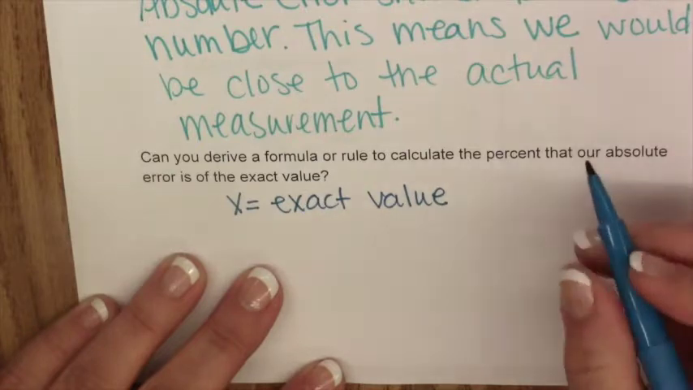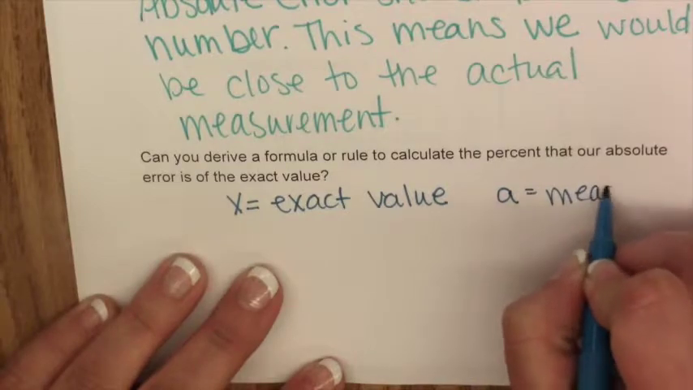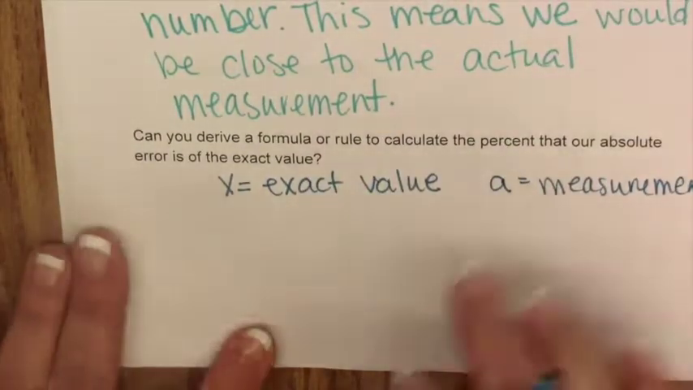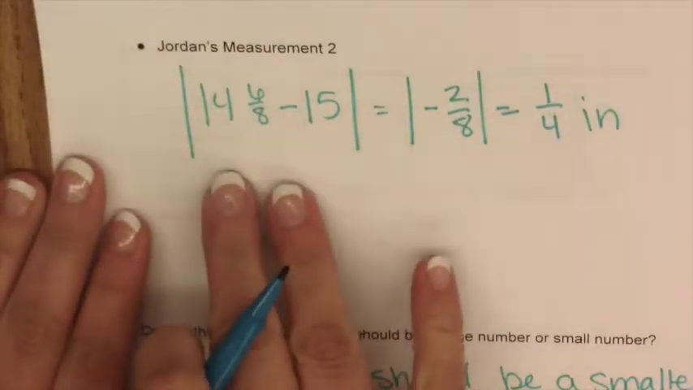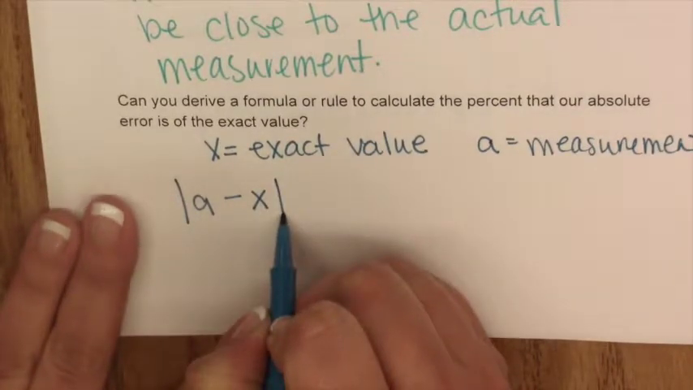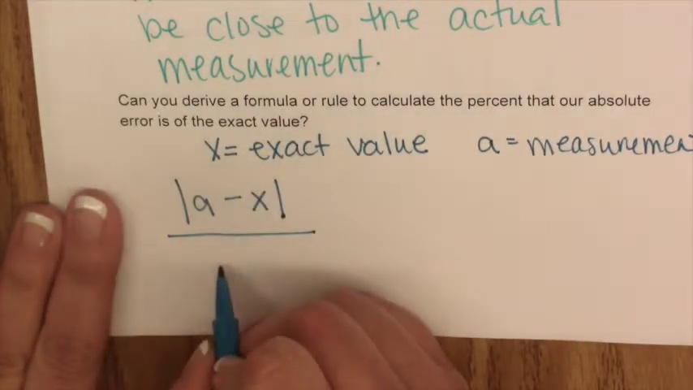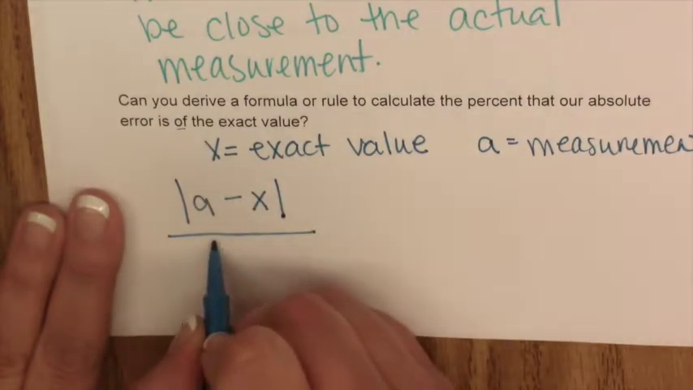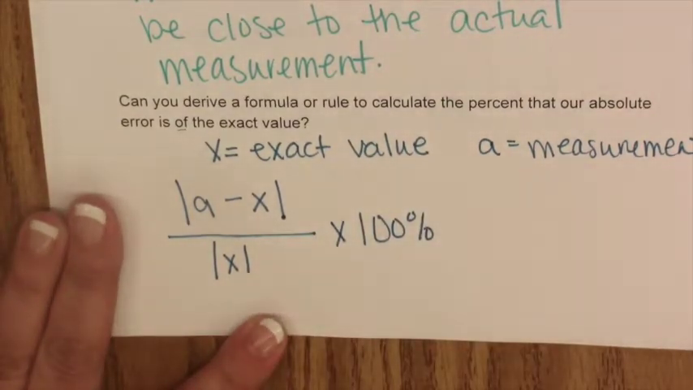And you can pick any number or a letter. I'm going to pick A for the measurement. Now, I like to take the measurement and subtract out the exact value, like what we did on our examples. And then we find the absolute value of that. Now, if we want to find that percent, we need to divide it by the absolute value of the exact value, because we want it of the exact value. So we're going to divide our part by that whole. And then we're going to times it by 100% to get our final answer.